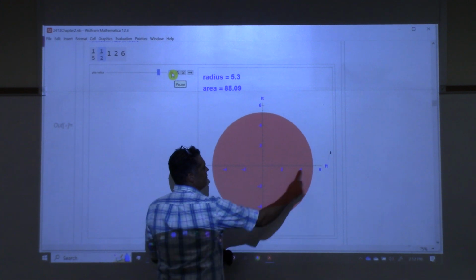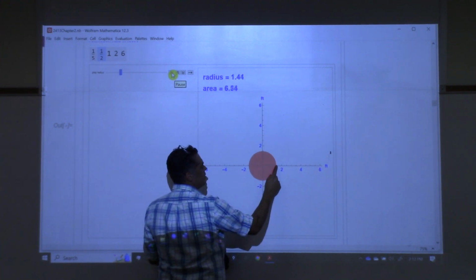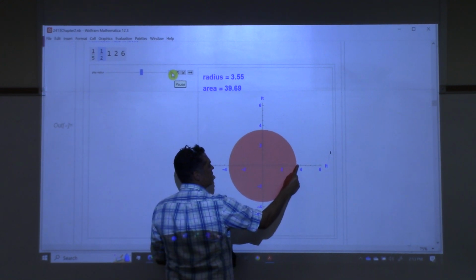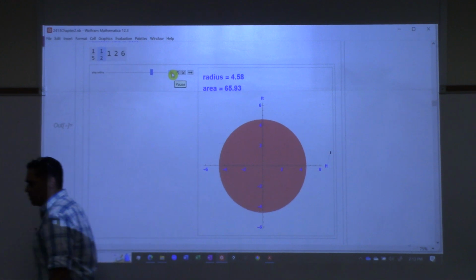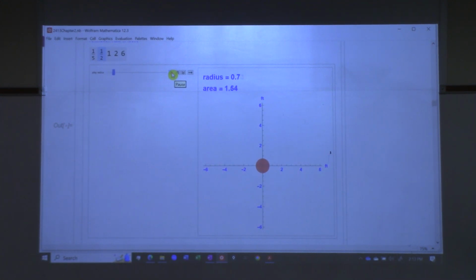Do y'all see the point right here? Start over. Does that look like it's moving at a constant speed? Yes? Okay. Now, that's what this problem is saying. It's saying you've got this circle where the radius is growing at a constant rate. If I stop it right there, that circle has an area, doesn't it? If I let it jump just a little bit and stop, now it's got more area. Yes?